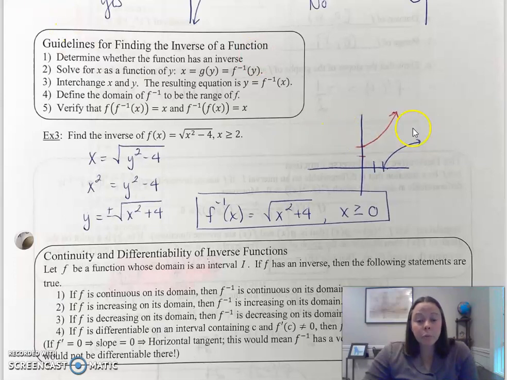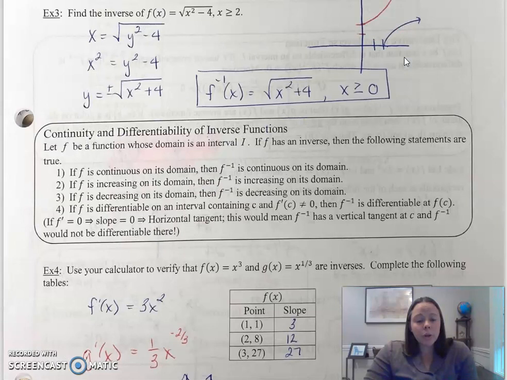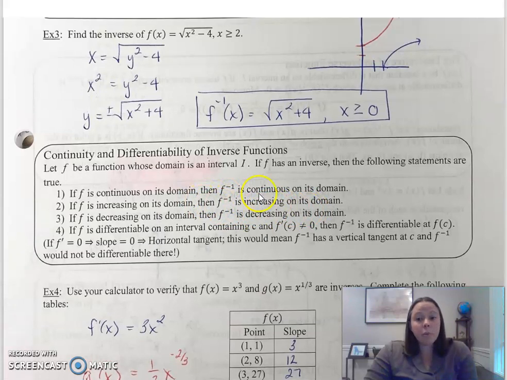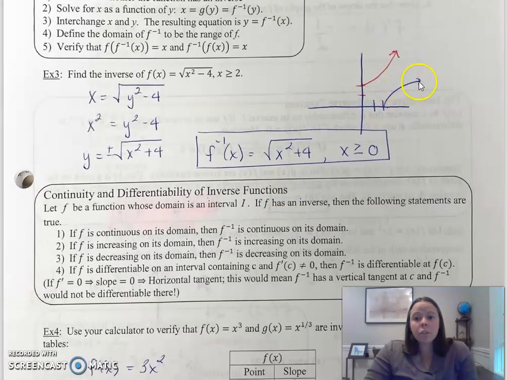So now we're ready for derivatives. Now that we've reviewed inverse functions, and if you have any questions, or there's something you don't remember or need help with, email me and let me know. So now we're ready to discuss continuity and differentiability of inverse functions. First, if a function's continuous on the domain, then the inverse will be continuous. If the function is increasing on the domain, the inverse is increasing. That's something you might not have ever thought about, and you can see that here. Your function's increasing, and so happens to be your inverse, and vice versa with decreasing.